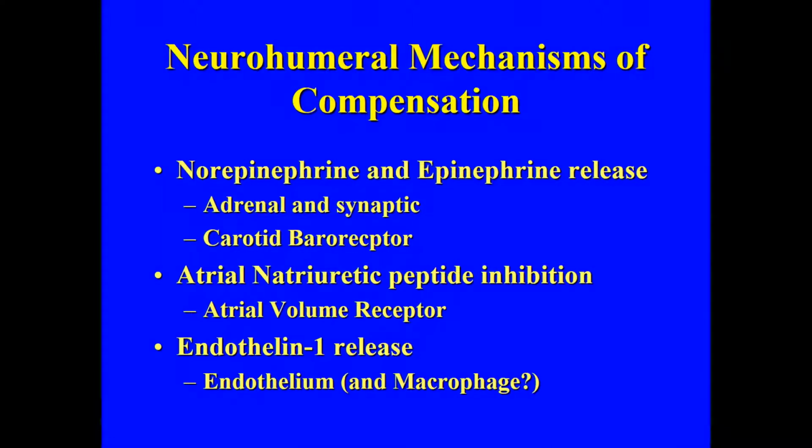Vasoconstriction and compensation are mediated by several neurohumoral mechanisms. This includes the elaboration of norepinephrine and epinephrine, from adrenal sources as well as from the postsynaptic membrane. Most of this is triggered through the carotid baroreceptors, as well as the atrial volume receptor, which leads to the elaboration of atrial natriuretic peptide inhibition.